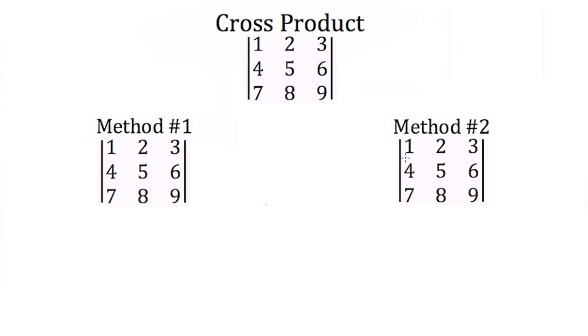Using the second method, I take my first two columns and I copy them over next to my matrices. Then I multiply in a downward and to the right diagonal. And everything I multiply along these diagonals I add together. So this is 1 times 5 times 9. And I add that to 2 times 6 times 7. And I add that to 3 times 4 times 8.